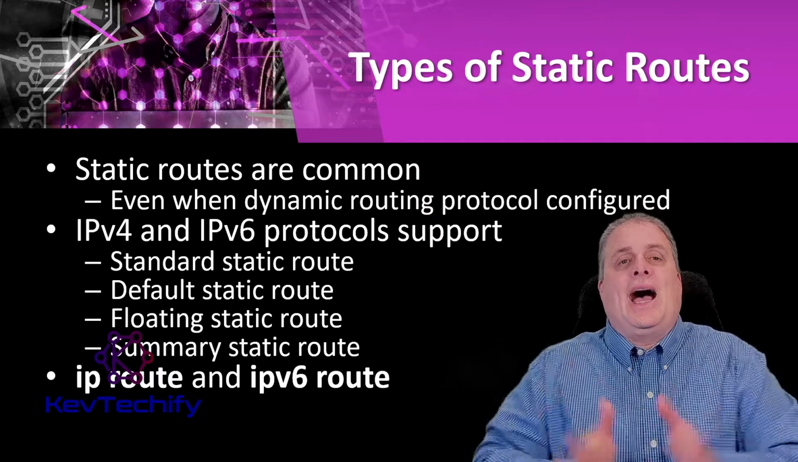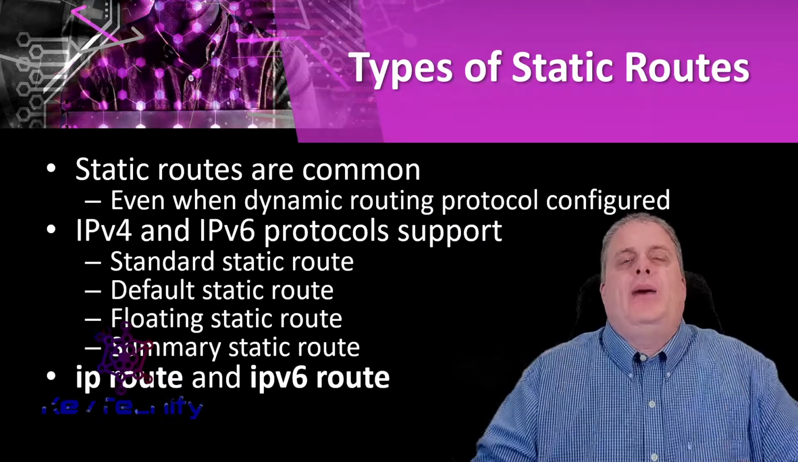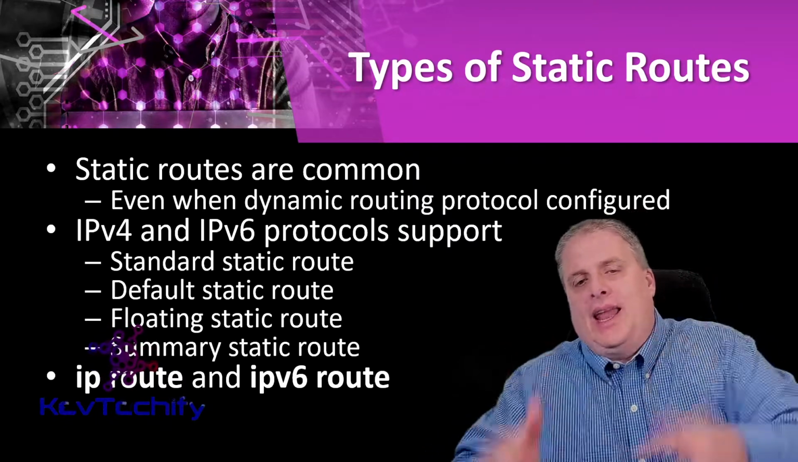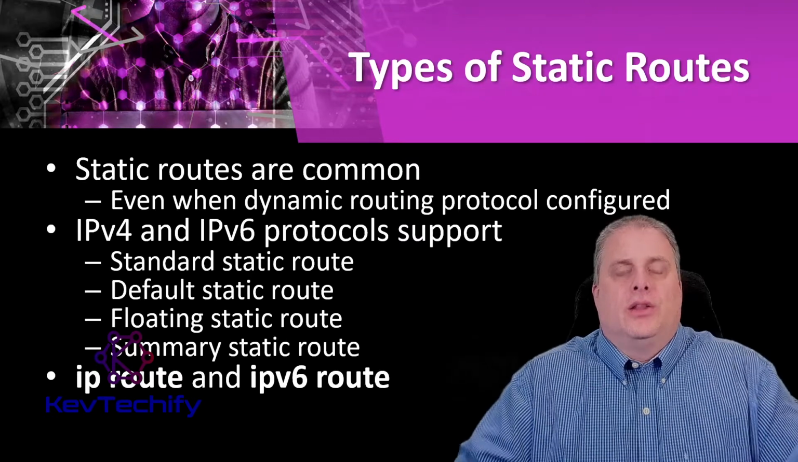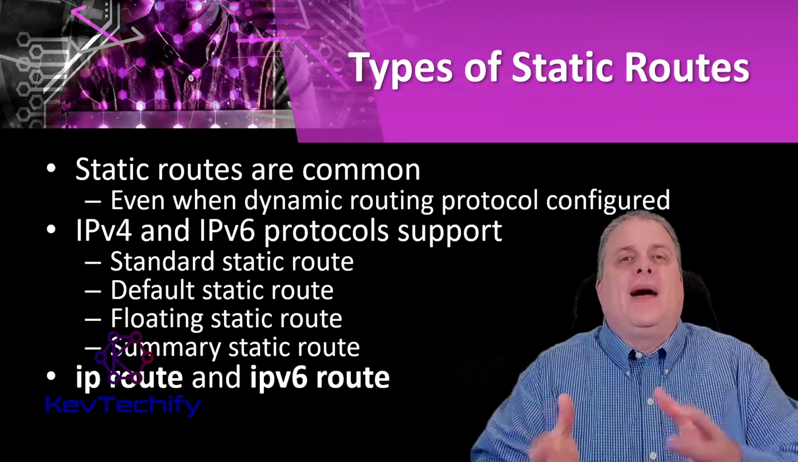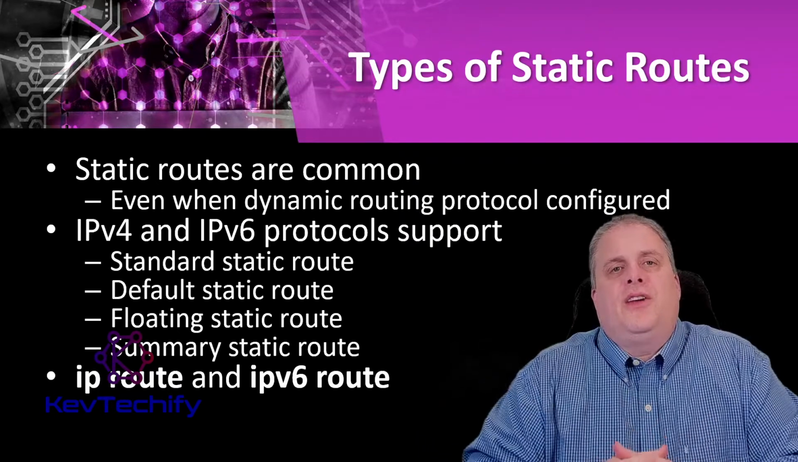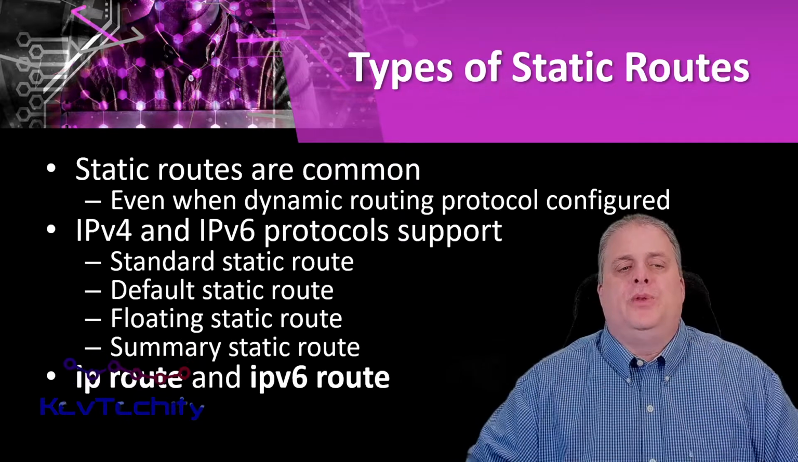Static routes are common in today's network. Most networks use a combination of static routes and dynamic routing protocols to get traffic to move across their network. There's places to use static routes, there's places to use dynamic routes, and when we combine those together, we get very effective paths across networks to deliver that data to the people who need it.